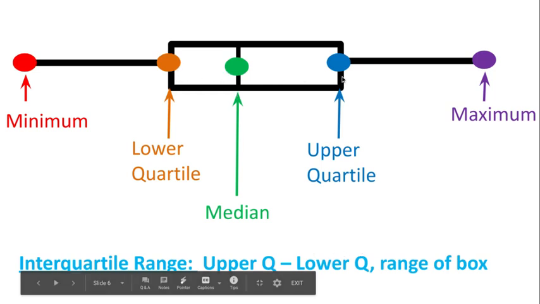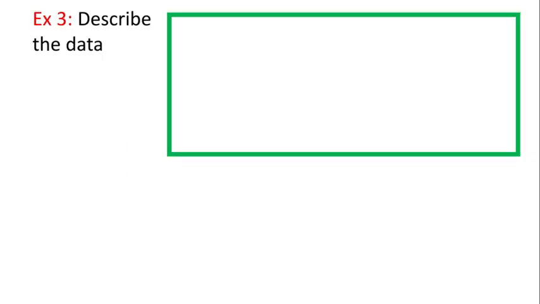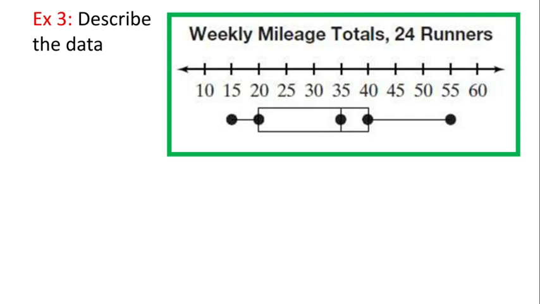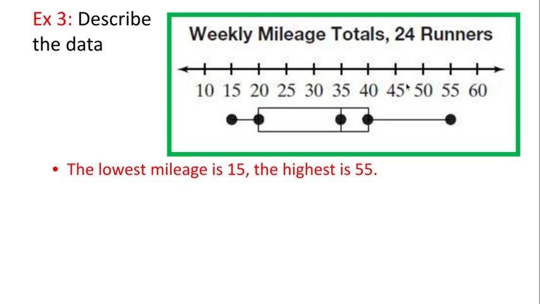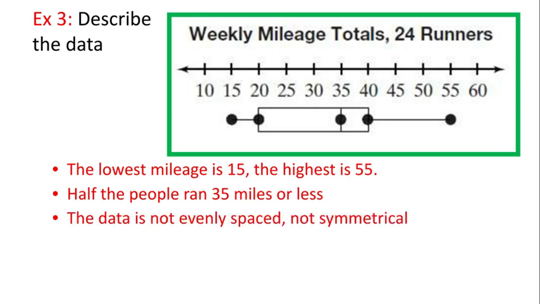So for example, if I'm given this box plot that shows the weekly mileage totals of 24 runners, and I'm asked to describe the data, some things I could say are the lowest amount of miles a person ran was 15. The highest was 55. Half of the people ran less than or equal to 35 because the median is 35, and half of the people ran more or equal to 35 miles. The data is not evenly spaced, it's not symmetrical. The range, 55 minus 15 is 40, and the interquartile range is 40 minus 20, so 20.